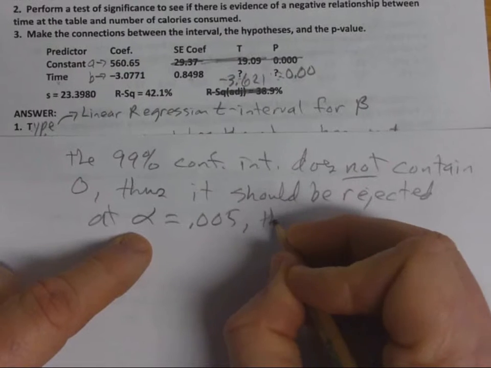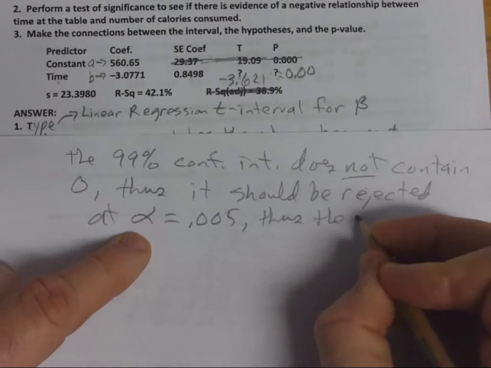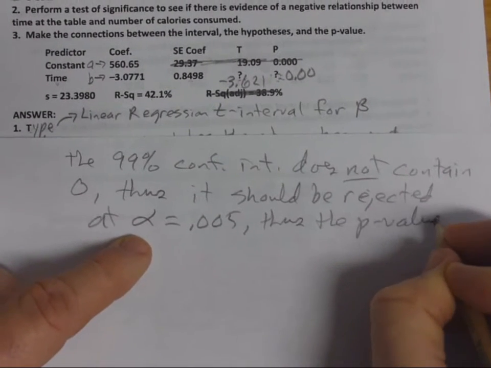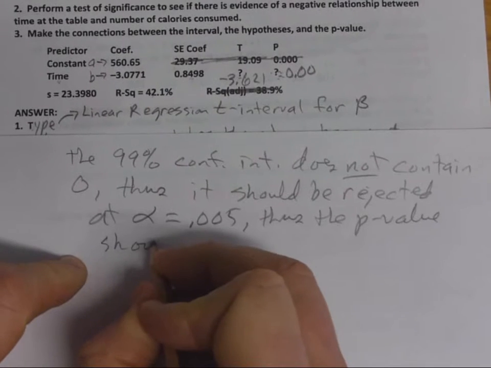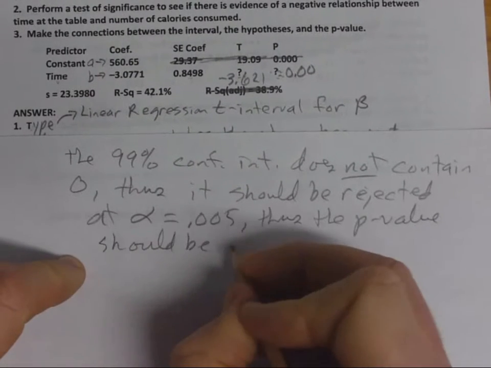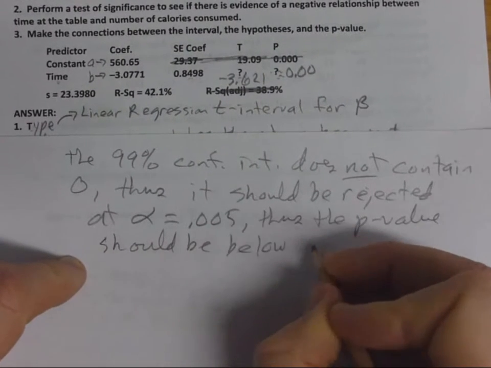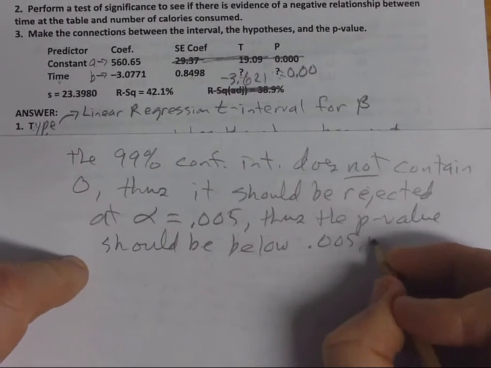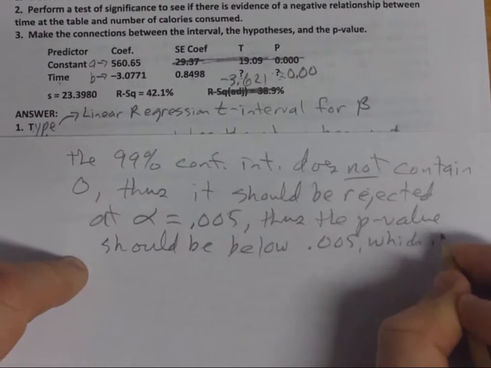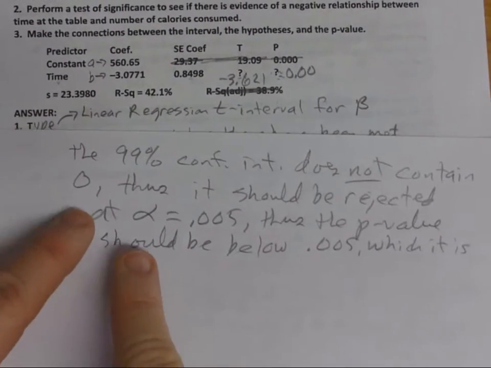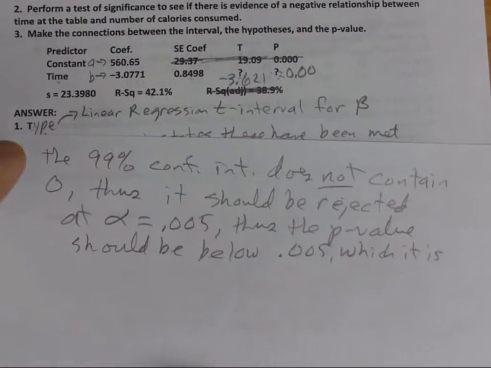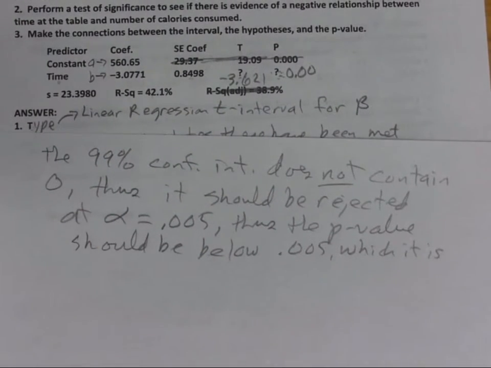So, thus, the p-value should be below 0.005, which it is. And so I've connected the interval with the hypothesized value with the p-value. That is an important concept.